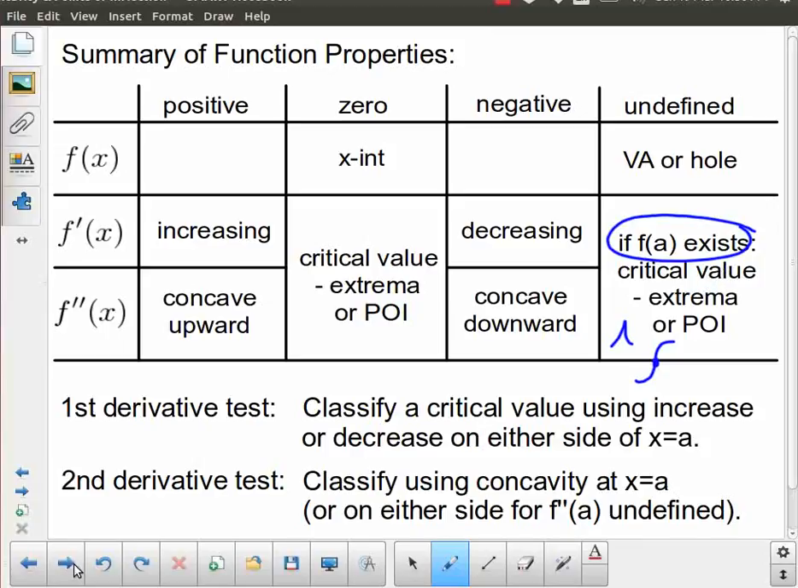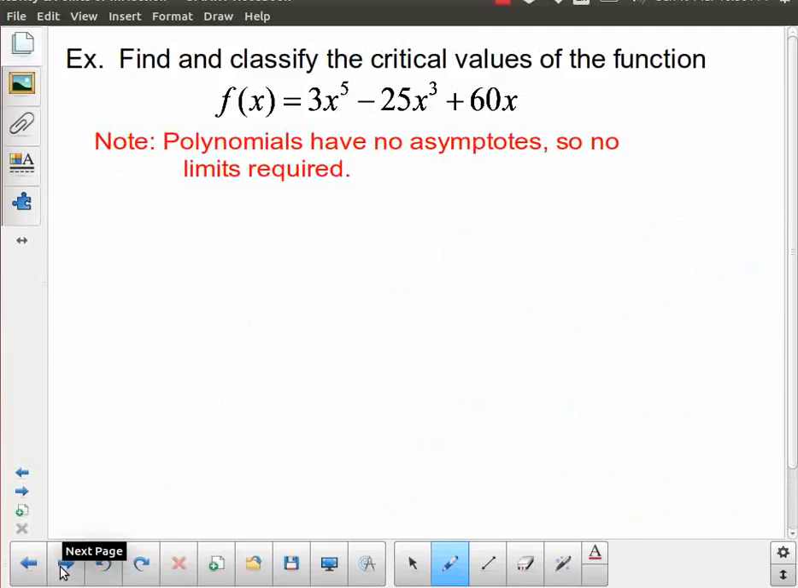Okay, moving along. Find and classify the critical values for this particular function. It is an order 5 polynomial. And I just remind you here, polynomials don't have any asymptotes, so we don't need to worry about that. We don't have to look for horizontal or oblique asymptotes. So this ends up being a simpler option out of the different options we could have. A polynomial is generally going to be more straightforward.